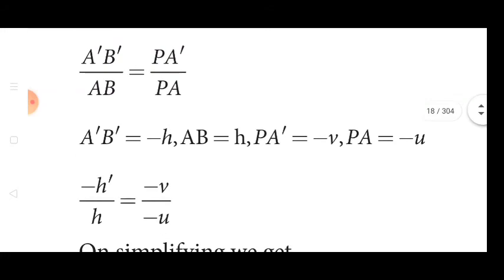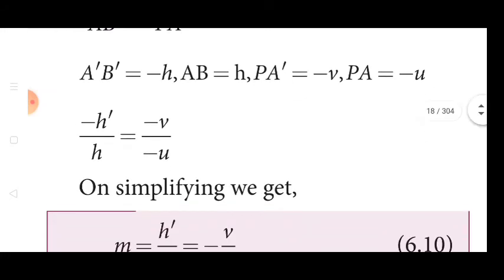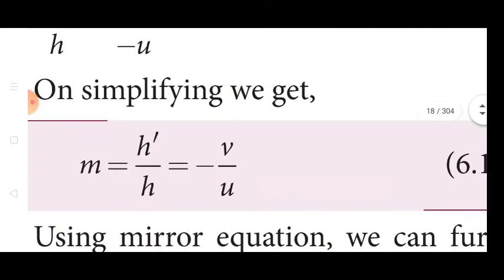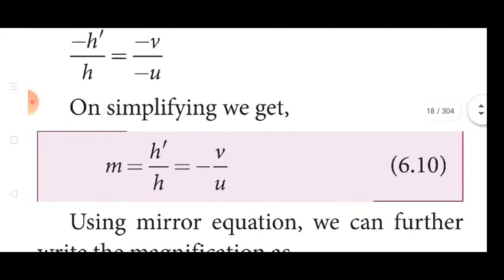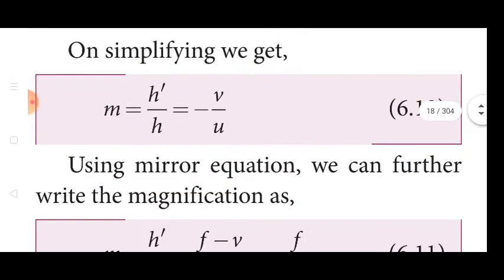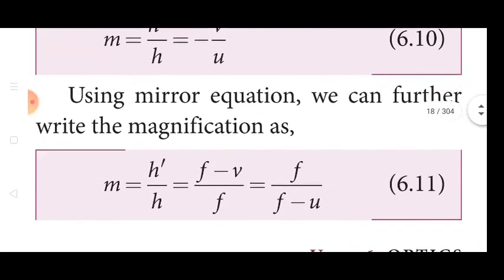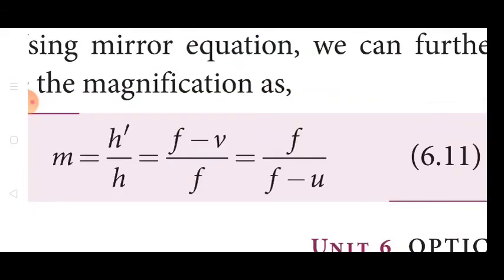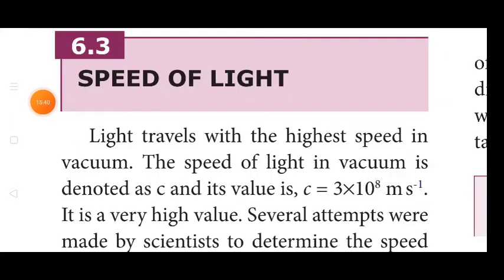Minus h dash by h is equal to minus v by u. On simplifying, we get m is equal to h dash by h is equal to minus v by u. Equation number 6.10. Using the mirror equation, we can further write the magnification as m is equal to h dash by h is equal to f minus v by f is equal to f by f minus u. Equation number 6.11. Very important topic.